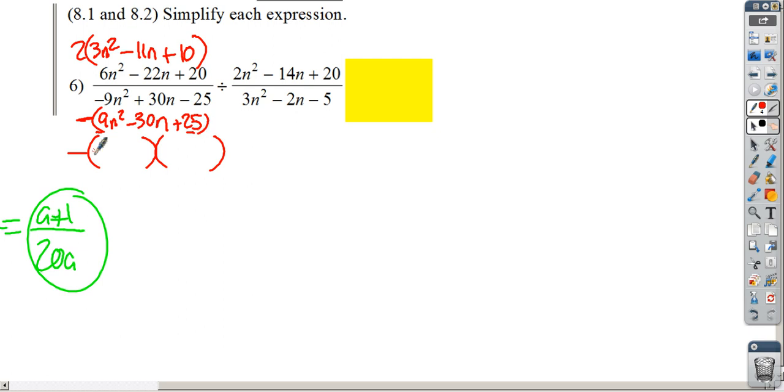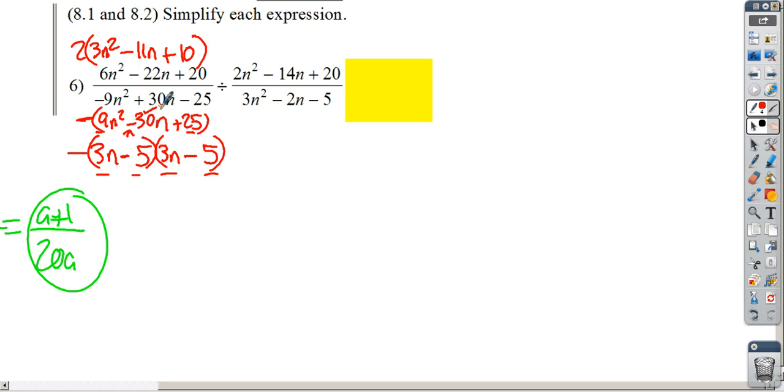So let's try it. 9n squared, we could have gotten that with 3n times 3n. 25, we could have gotten it with 5 times 5. And then how will we get a minus right there? Well, they would both have to be negative. If you actually FOIL out what we just wrote, 3n times negative 5 is negative 15n. That's the inner terms, minus another 15n. Minus 15n minus 15n is minus 30n.